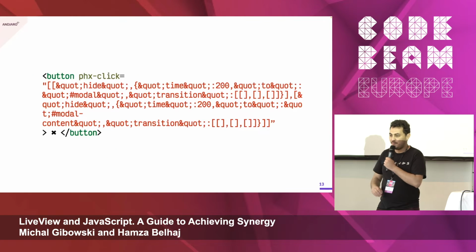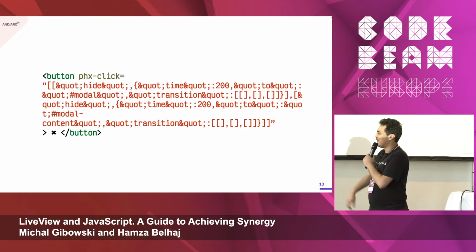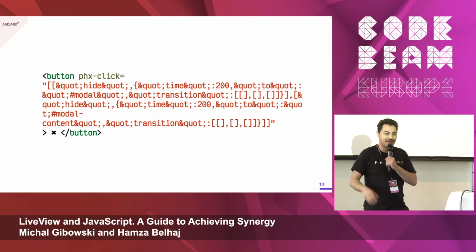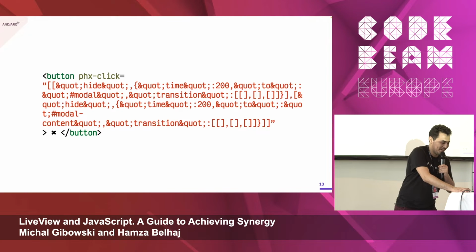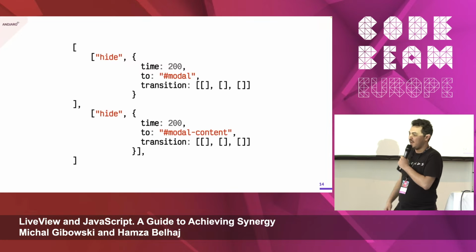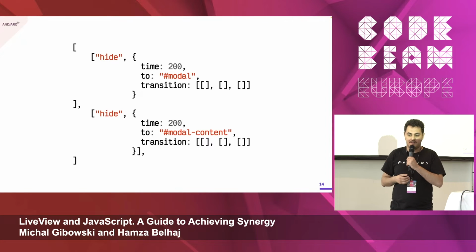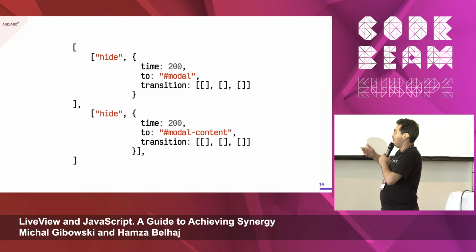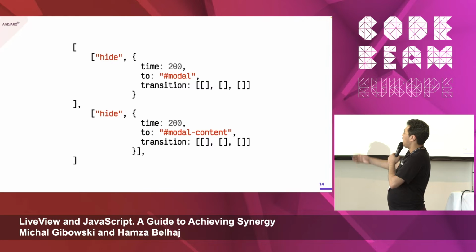So we have this beautiful string, really beautiful. Let's reuse a little bit of the magic we used before to see what it really looks like. And this is what really happens. LiveView will translate this function call to this structure you see here.